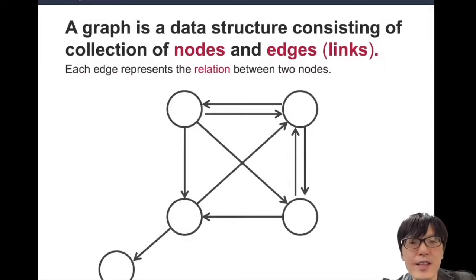Today we focus on the graph data. What is a graph? As this figure shows, a graph is a data structure consisting of a set of nodes and edges. Each edge on graphs represents the relation between the two nodes. We often call edges links. Also, we often call this kind of data network data. But mathematically, this kind of data is often called graph.